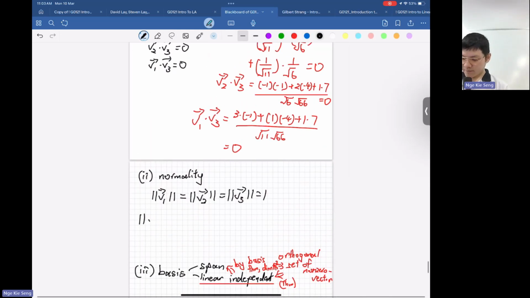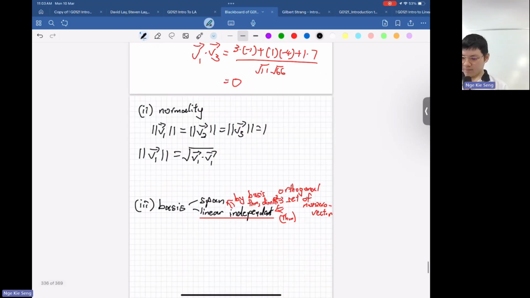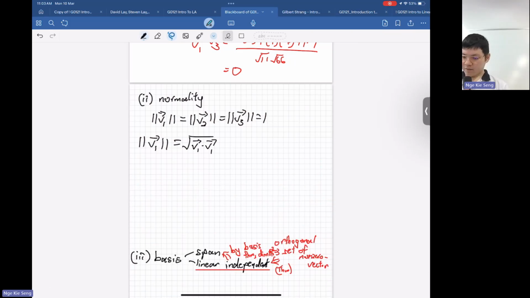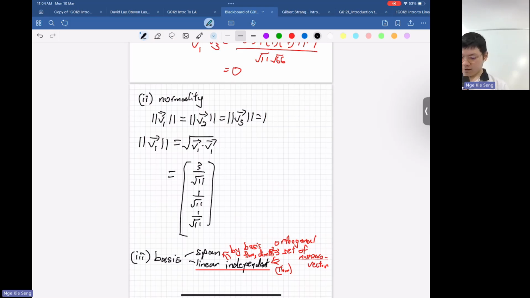For example, what is the length of V? It's actually the square root of V1 dot V1. And what is V1 here? V1 dot V1 is what? V1 is 3 over square root 11, 1 over square root 11, 1 over square root 11. You do the dot product with itself.